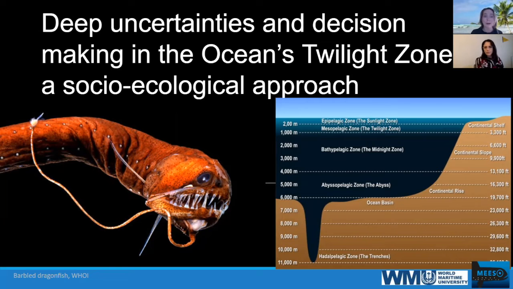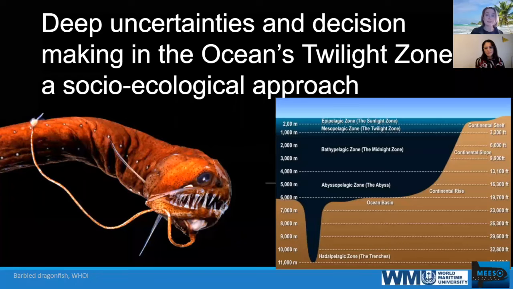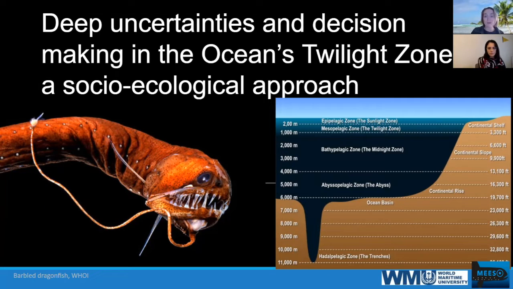It's full of a lot of weird things, and you're going to meet a few of them during this presentation. This animal here is a barbeled dragonfish, called the Cinderella of the mesopelagic zone. This presentation will have a lot of questions. I'm really curious about applying DMDU methods to this ocean system because it is loaded with uncertainties, and it's also a very important system that requires a lot of important decision making for its governance and management.